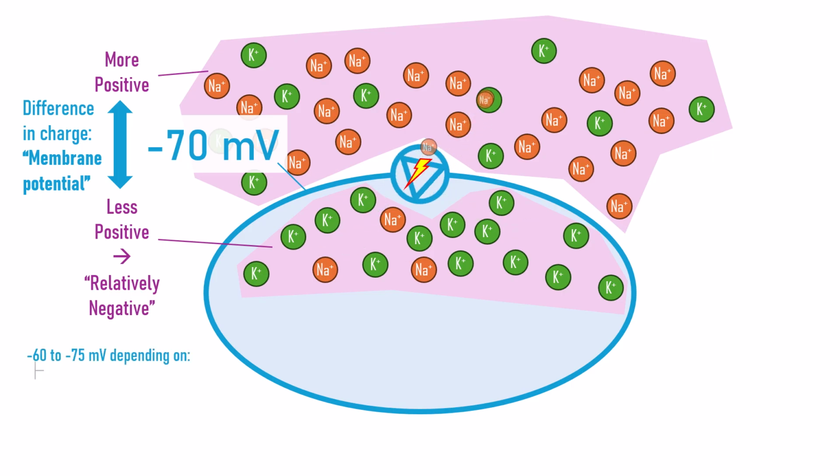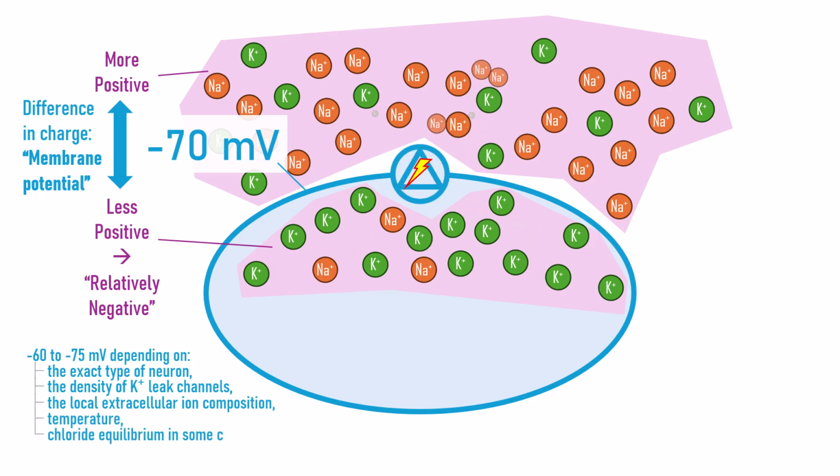Most neurons sit between -60 and -75 millivolts when they are not firing. This value is not fixed but depends on the exact type of neuron, the density of potassium leak channels, the local extracellular ion composition, temperature, and chloride equilibrium in some cell types. Wait, potassium ion leak channels? These little ones keep leaking out constantly?